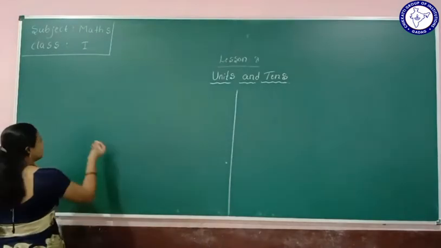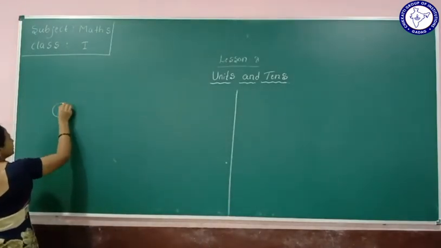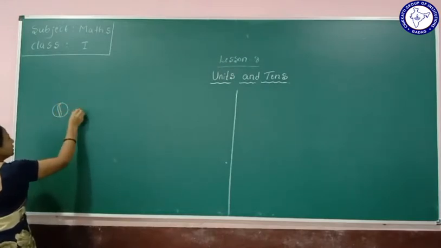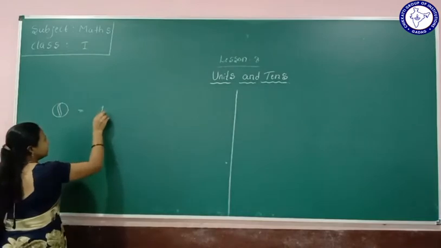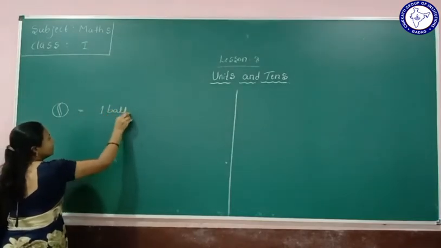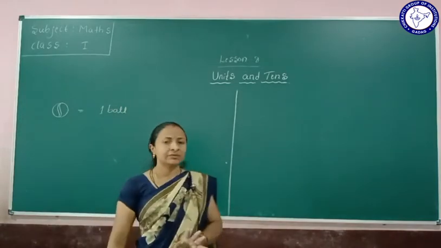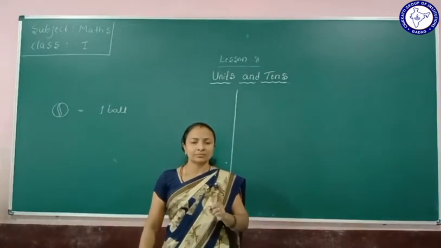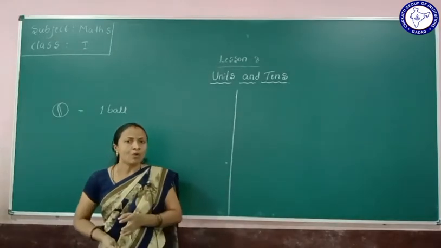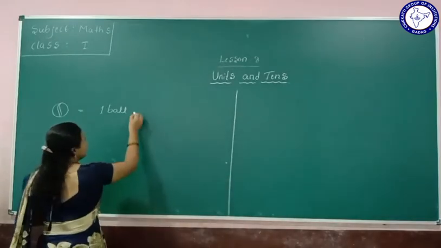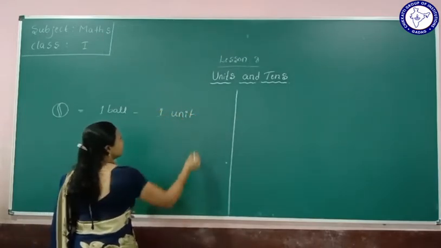Okay. For example, I'll take one ball. Okay. So this is one ball. What can we call this? This is one ball. I'll write here one ball. So one ball, or one thing, or one object, we can consider as equal to 1 unit. One thing or one object equals 1 unit. Okay. So one ball we can call here 1 unit. It means we can consider it as 1 unit.